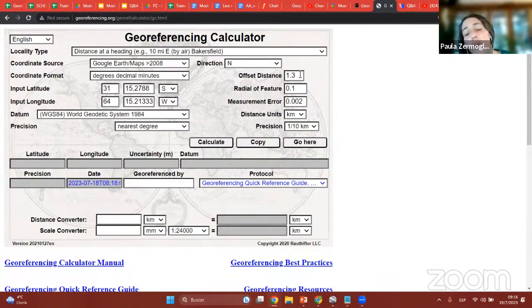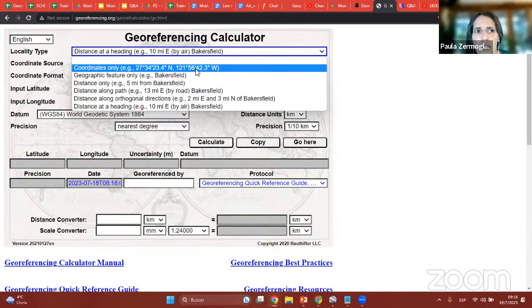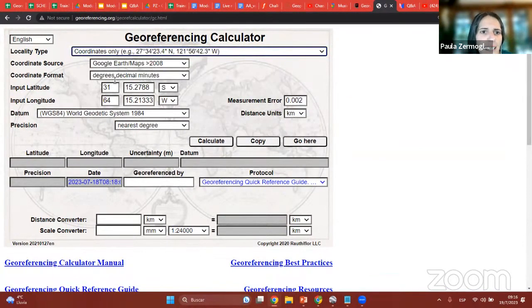Here you see that if we have an offset in this type, again, it's not the same with which precision that offset is determined and in which units. So all those are sources of uncertainty. Each locality type will have different sources of uncertainty. If we were georeferencing coordinates only, we will only have the uncertainty sources associated with the coordinates and our own error on how well we can put the point on the map.